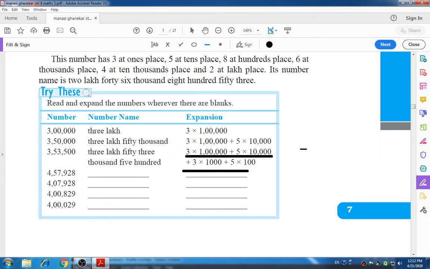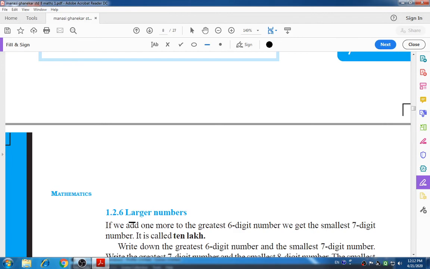Like that, you have to solve these examples also in your notebook by making columns: number, number name and expansion. The first example is 4,57,928. Second is 4,07,928. Third one is 4,08,029. And fourth one is 4,00,029. Okay, you have to solve this in your notebook.